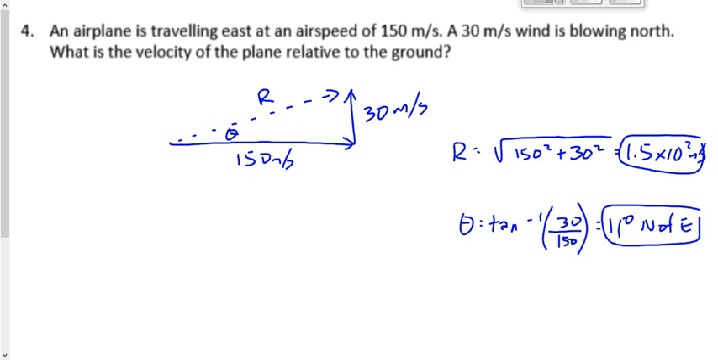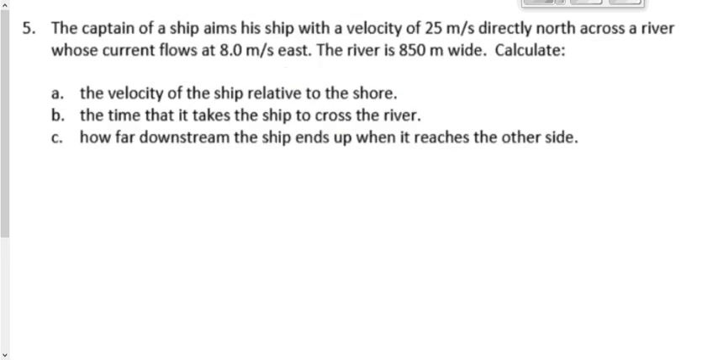Okay, we had one more question, and this one I think is harder than the first one we just did. This one says, the captain of a ship aims his ship with a velocity of 25 meters per second directly north across the river. Current flow is 8 meters per second to the east. The river is 850 meters wide. We're going to find the velocity of the ship relative to the shore, first of all.